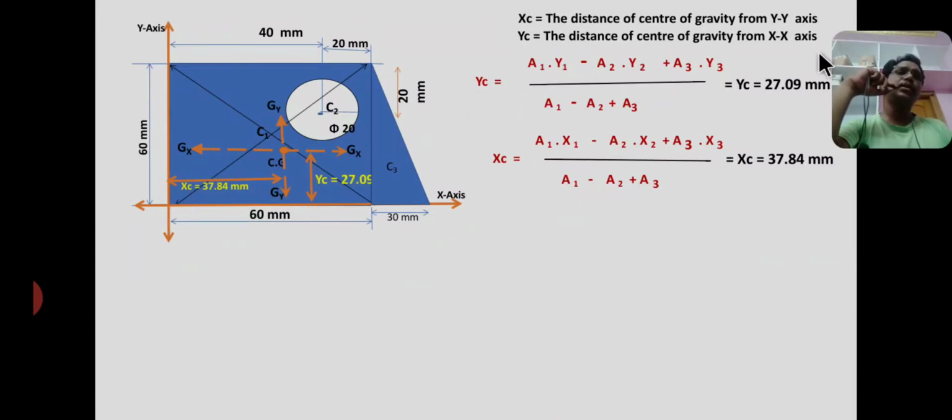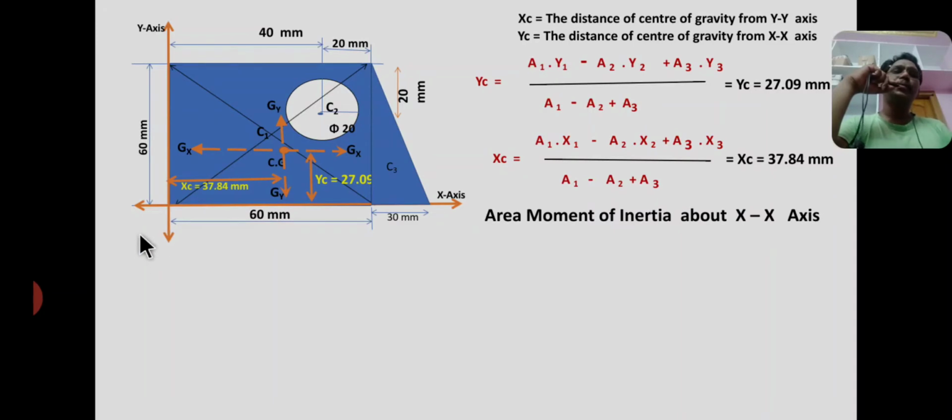These two formulas are used to locate the centroid of a composite section. But in this problem you have to determine the value of area moment of inertia. Therefore from parallel axis theorem, that means GX and XX axis are parallel to each other, and GY axis and YY axis are parallel to each other. Therefore you have to consider parallel axis theorem.